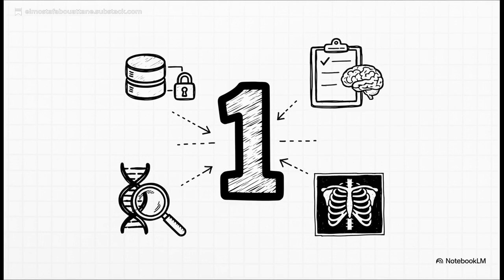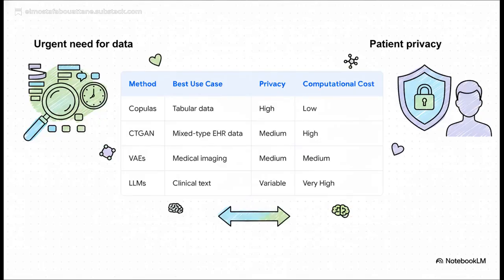It all starts here. And what this chart makes really clear is that there's no single magic button here. One size does not fit all. Different types of data need different tools. For simple spreadsheet data, something called a copula might be perfect. But for that complex, messy data from an electronic health record, you might need a more powerful model like a CTGAN. It's all about picking the right tool for the job.